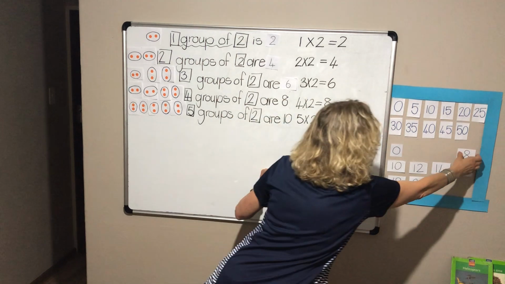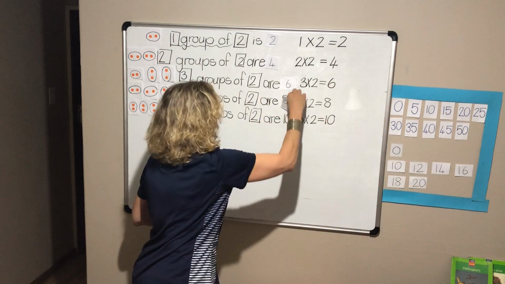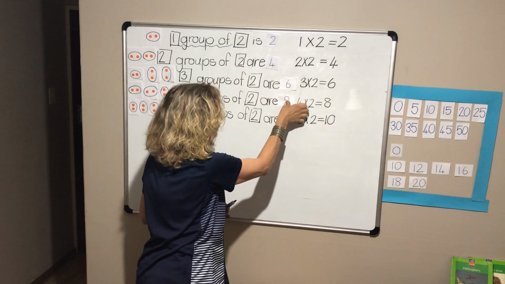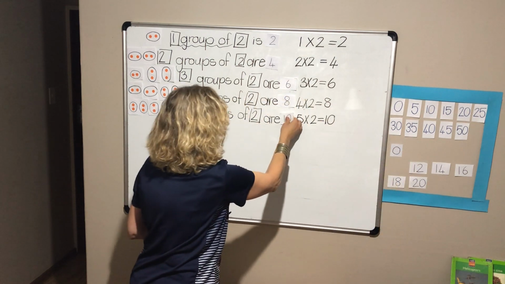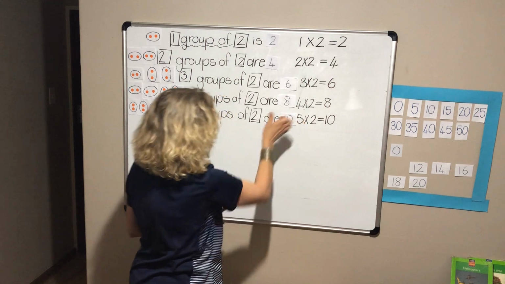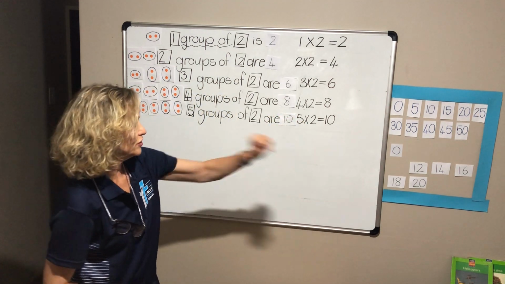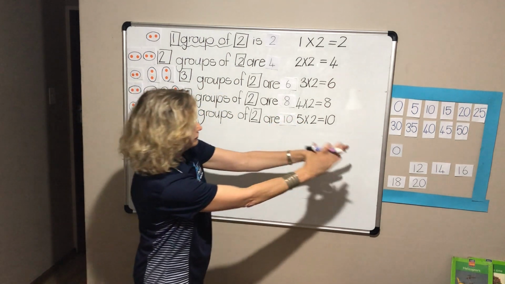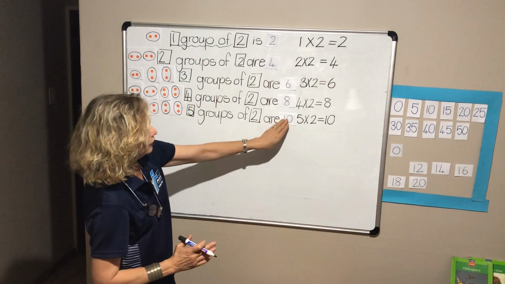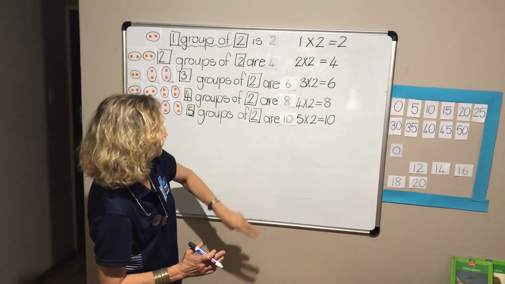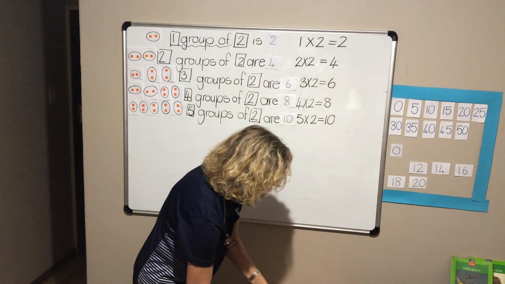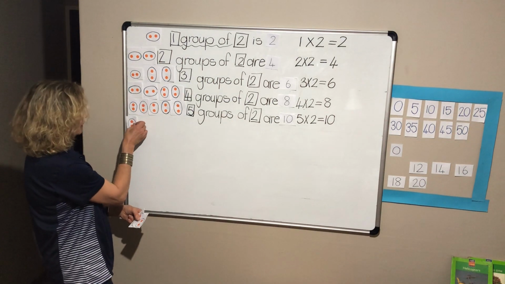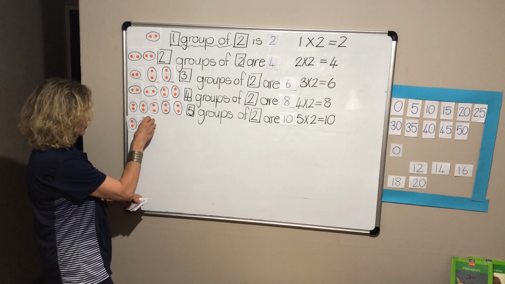So last time we didn't take the 8. So let's quickly put the 8 there. And here's the 10. And we're going to put the 10 there to show you that we are actually using what we're counting in also for our answers. See? 5 times 2 equals 10. I bet you already know what the answer to 6 groups of 2 will be.